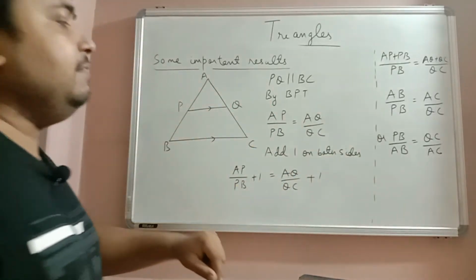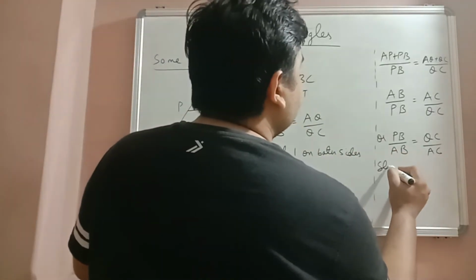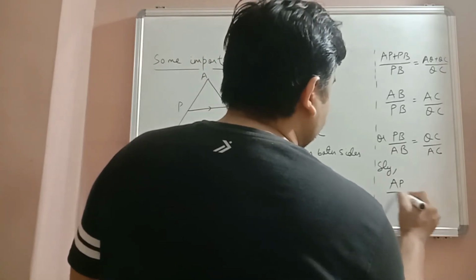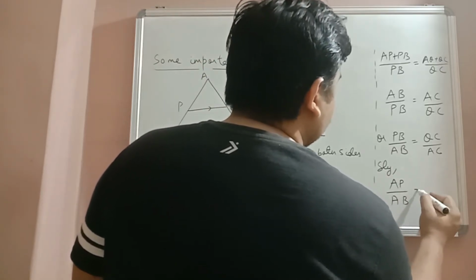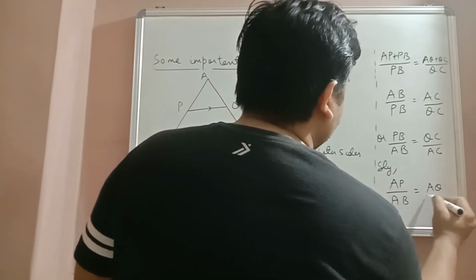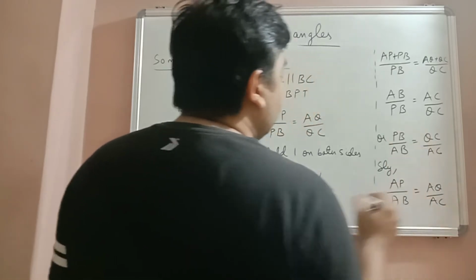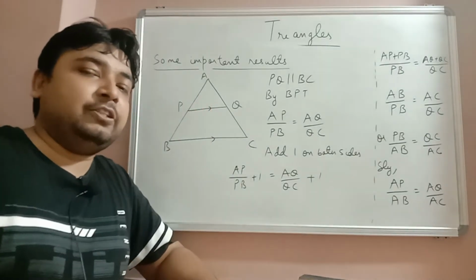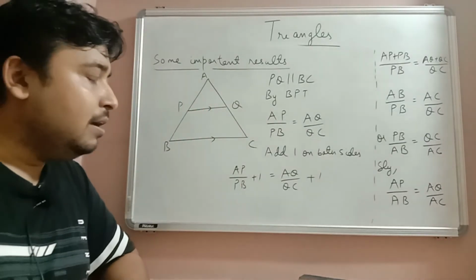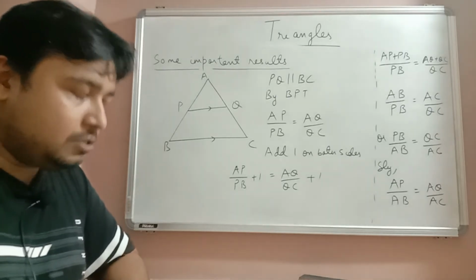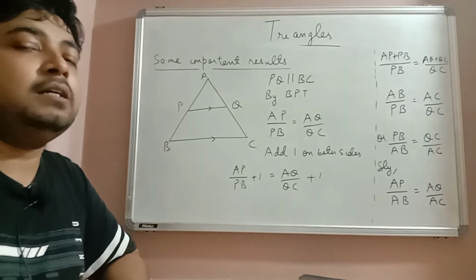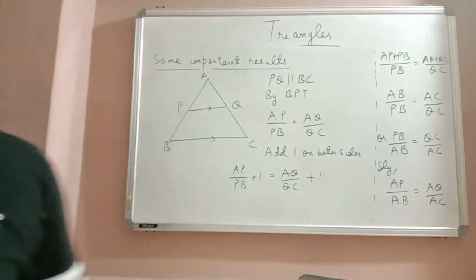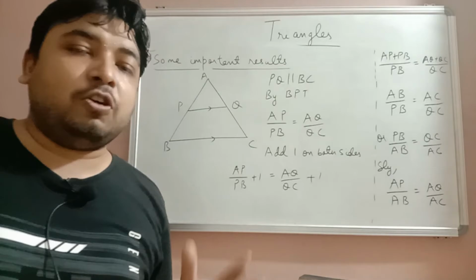Now similarly, we can also say that the other ratio, that is AP upon AB, equals AQ upon AC. So both these results are valid through basic proportionality theorem. I hope this is clear to everyone. This is also known as the corollary of the basic proportionality theorem. Okay, now let's take up some questions on BPT.